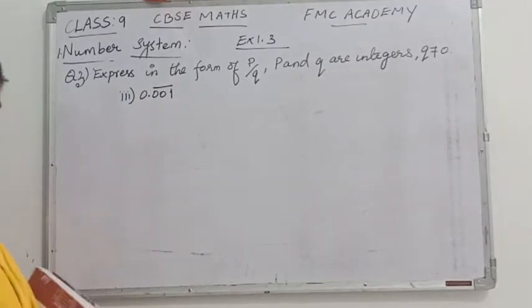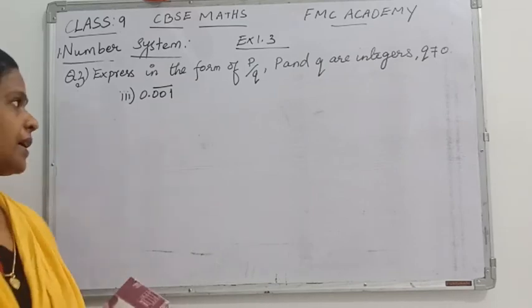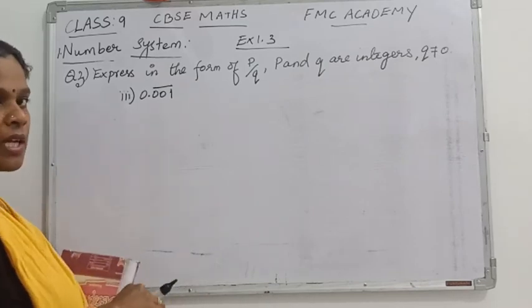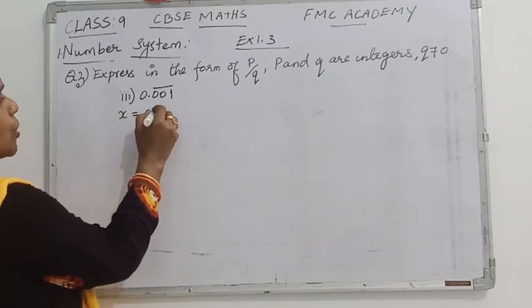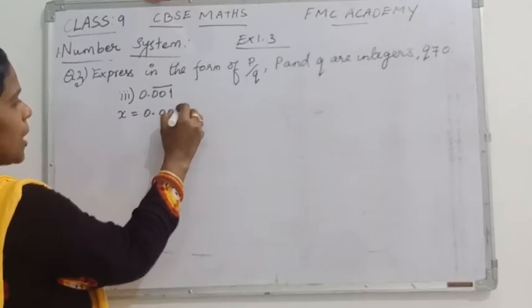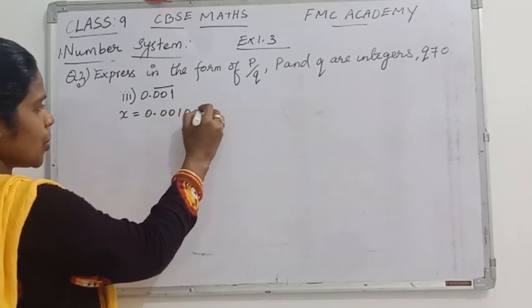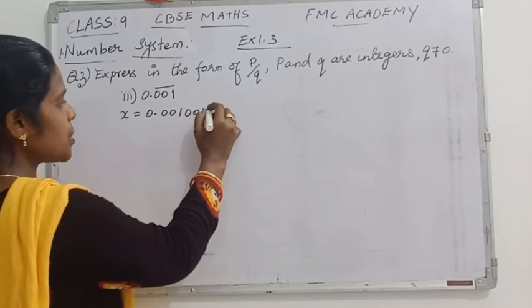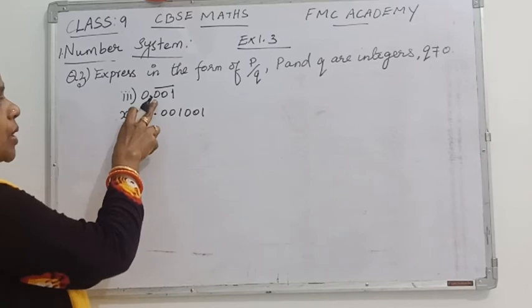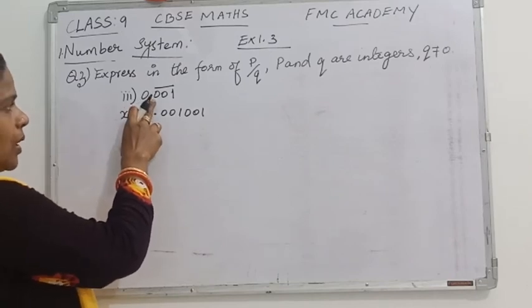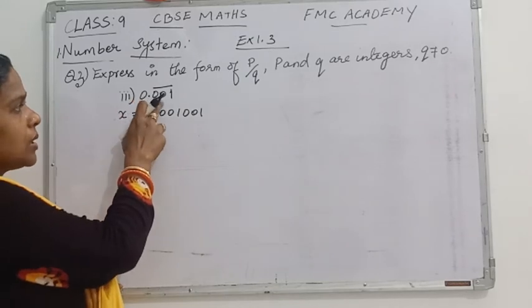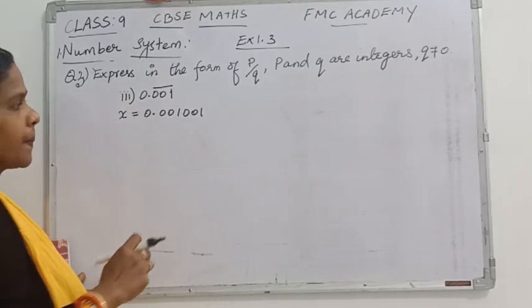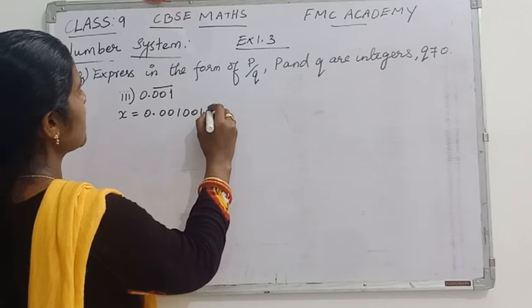Okay children, very simple one as we have done already. First step, give a name to this. x is equal to 0.001001, you can write it 2 or 3 times. Why am I writing it this way? Because after the point all 3 digits are repeating again and again, that's why the bar symbol is given above all 3 digits. So for this you will give equation number 1.